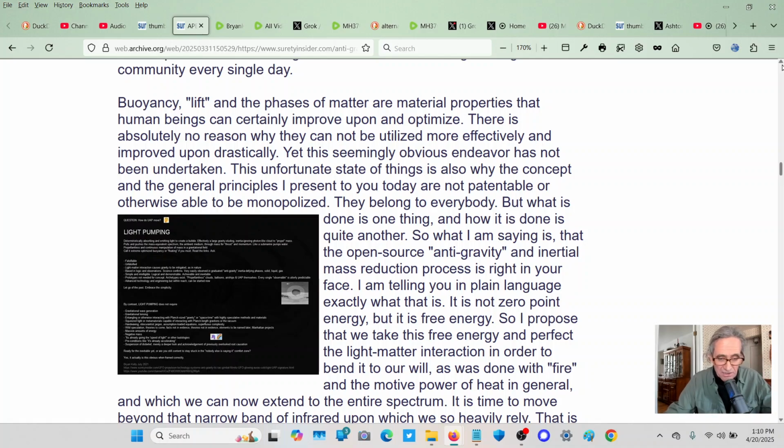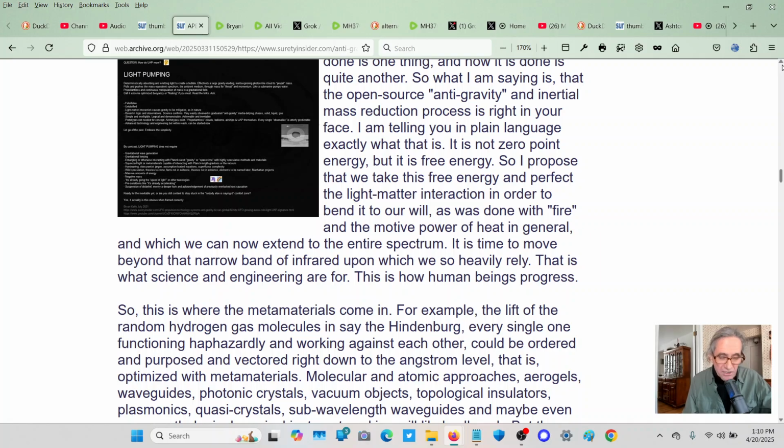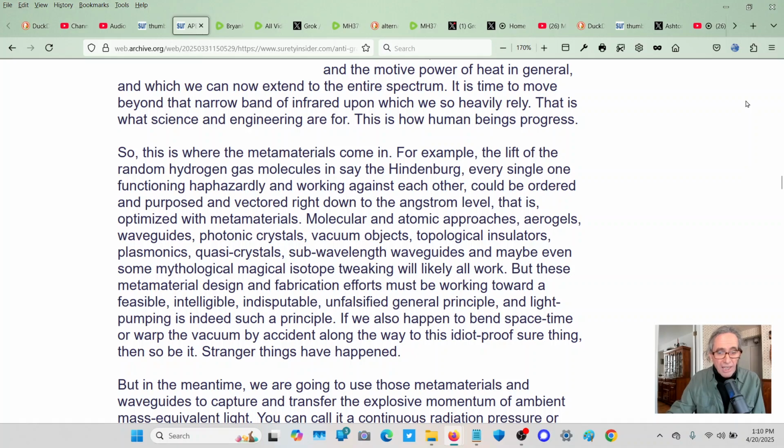So what I am saying is that the open source anti-gravity and inertial mass reduction process is right in your face. I am telling you in plain language exactly what that is. It is not 0-point energy, but it is free energy. So I propose that we take this free energy and perfect the light-matter interaction in order to bend it to our will, as was done with fire and the motive power of heat in general, and which we can now extend the entire spectrum. It is time to move beyond that narrow band of infrared upon which we so heavily rely. That is what science and engineering are for. This is how human beings progress.